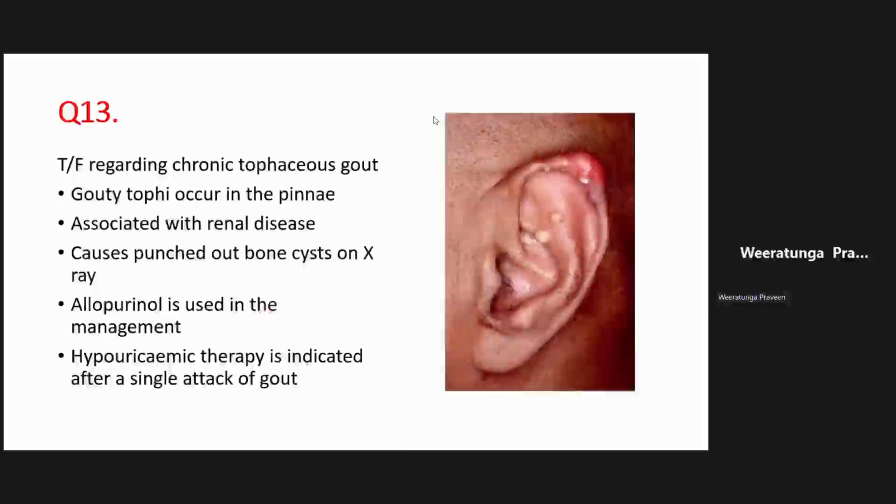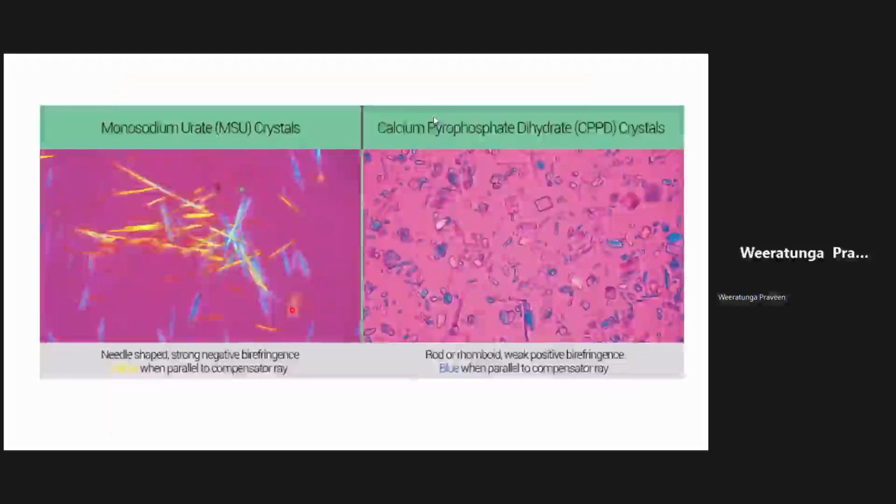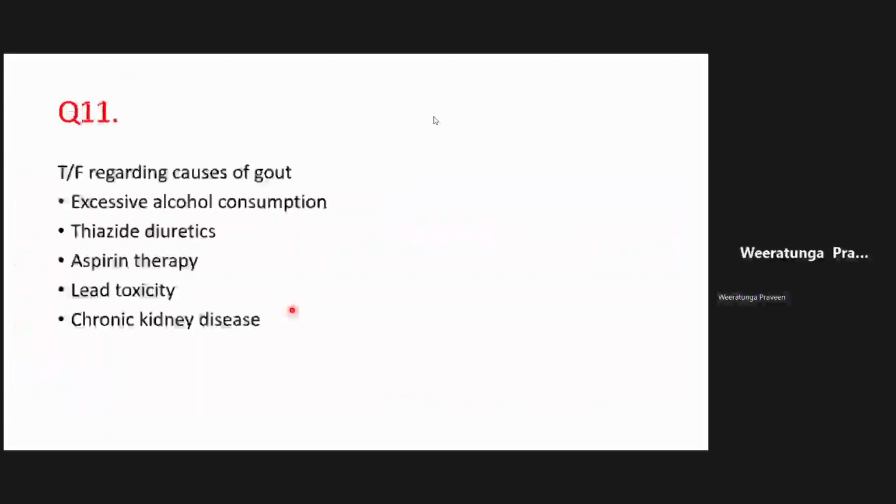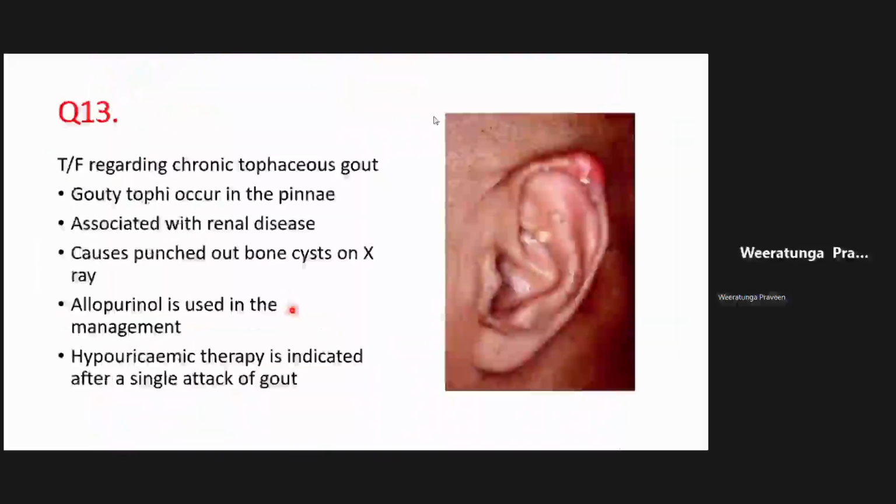So something, an MCQ about chronic tophaceous gout, which is the chronic form. Gouty tophi occur, as you can see in the first picture I showed you, in the fingers, but they can occur anywhere. And typically you see this appearance in the earlobes or the pinnae, right? So gouty tophi can occur in the pinnae.